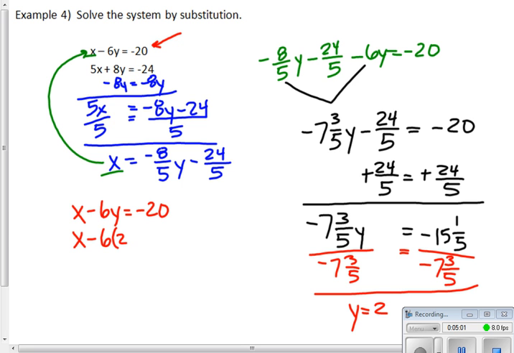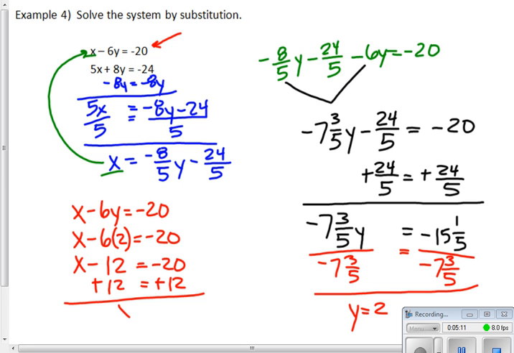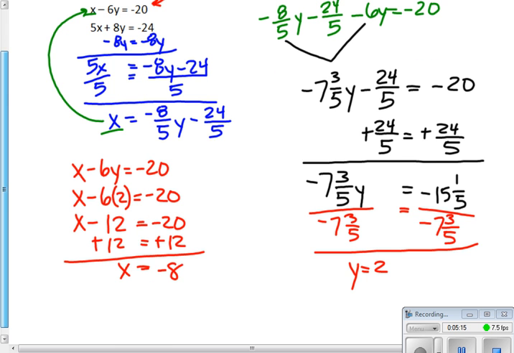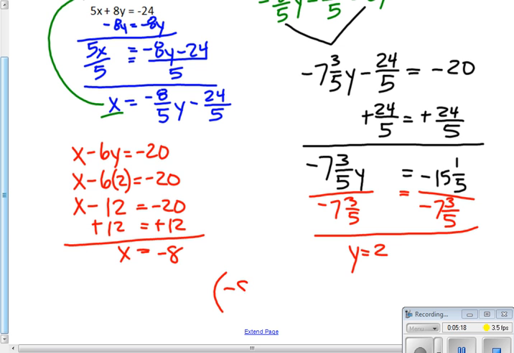6, here's my substitution. And I have x minus 12 equals negative 20. Add 12 to both sides to get x alone. And we have x equals negative 8. So in this problem here, your solution, your point of intersection is negative 8, 2. That's where those would intersect.